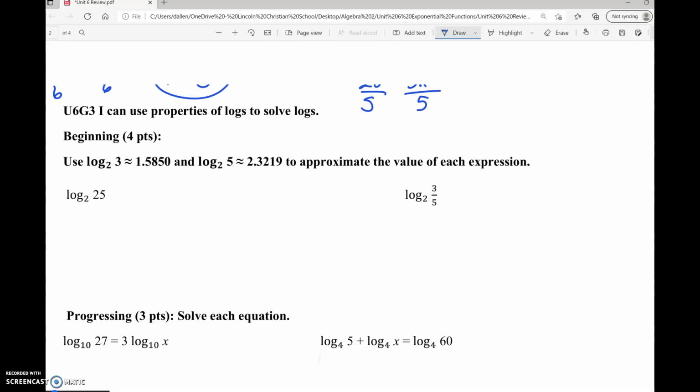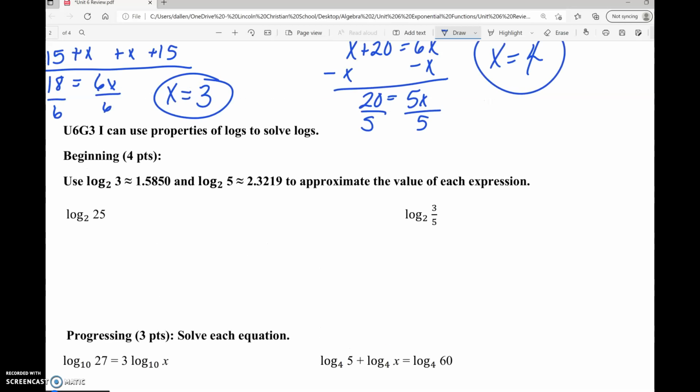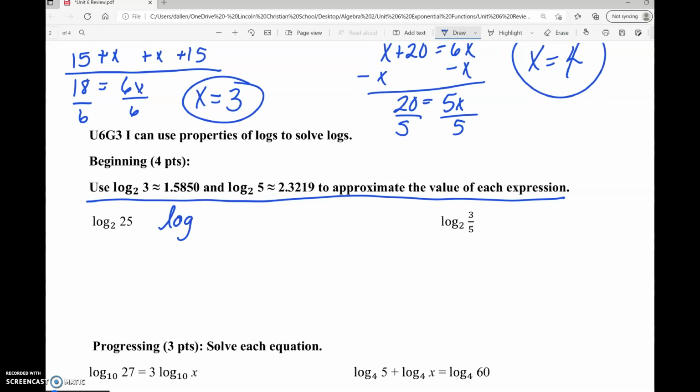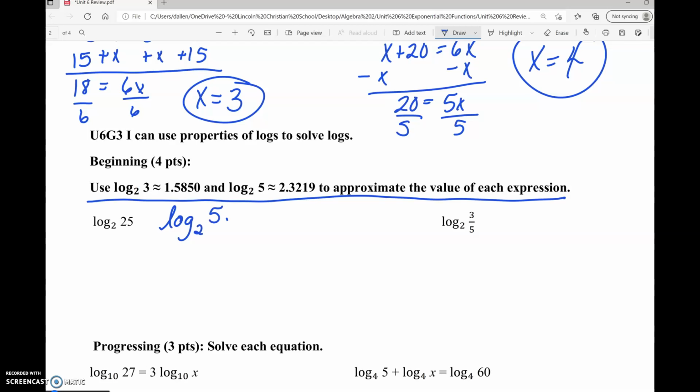On the test, the common log and the natural log will be combined, and that will be covered on the review for tomorrow. But on this one, I want to rewrite. Notice it says use these, so you have to use those, and your work is the only way to show that. If you don't show me your work and you have the answer, it won't be counted, so make sure you use those. So I'm going to rewrite this as multiplication. So log 2 of 5 times 5.